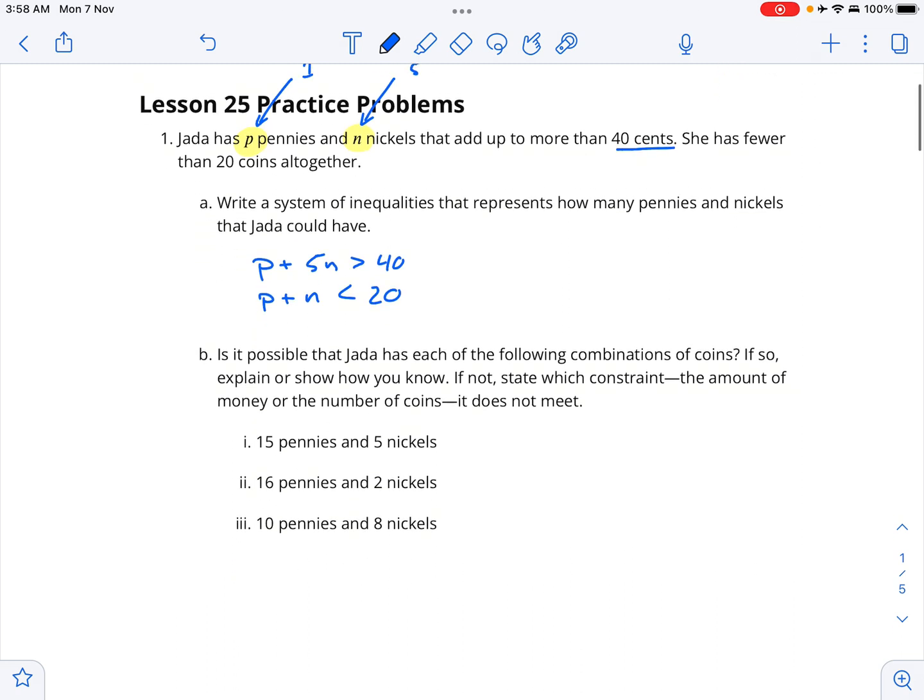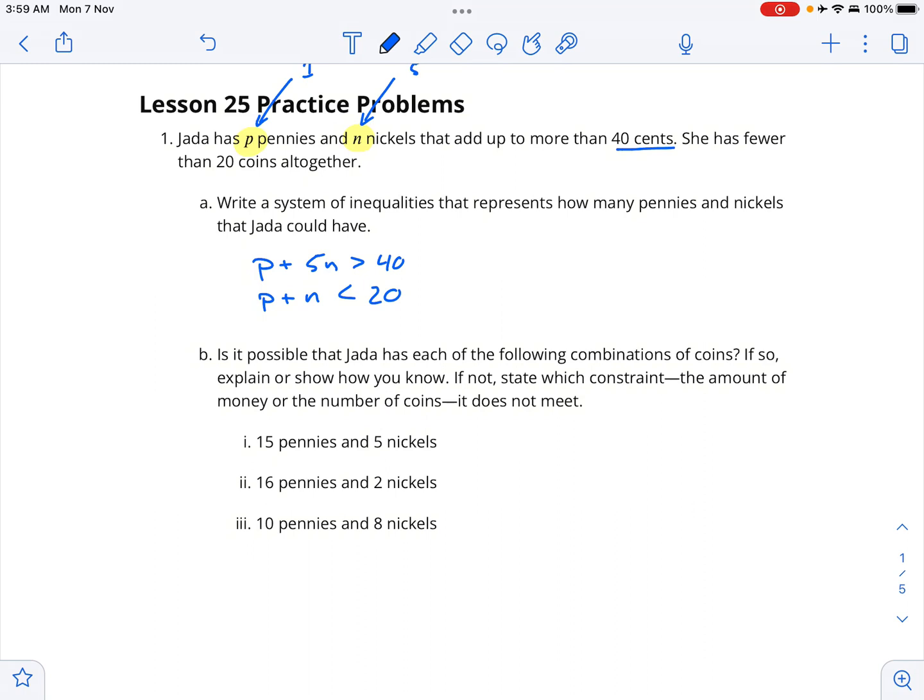Part B. Is it possible that Jada has each of the following combinations of coins? If so, explain or show how you know. If not, state which constraints the amount of money or number of coins it does not meet. Now, if we have the graph here, we could just look at the graph and see which one's shaded, but because we don't, we're going to have to do a little bit of substitution.